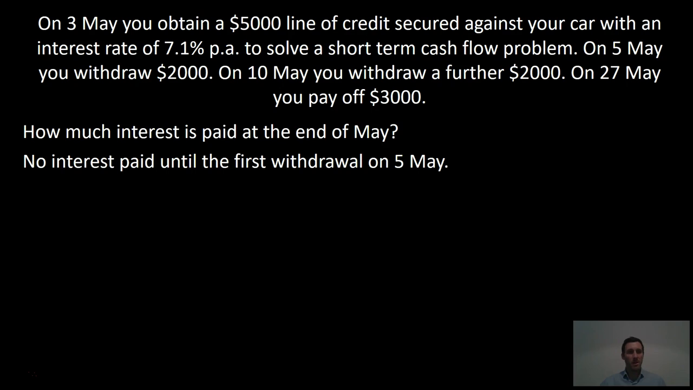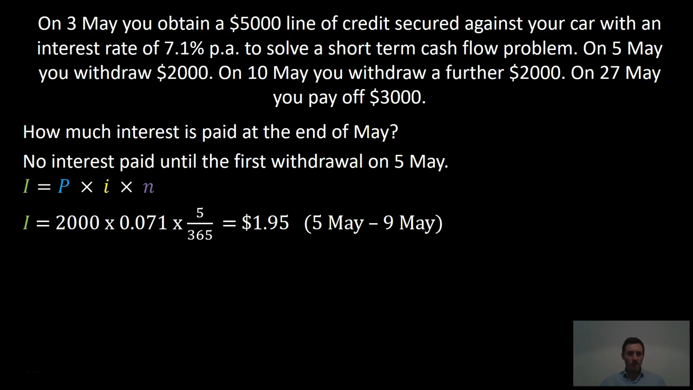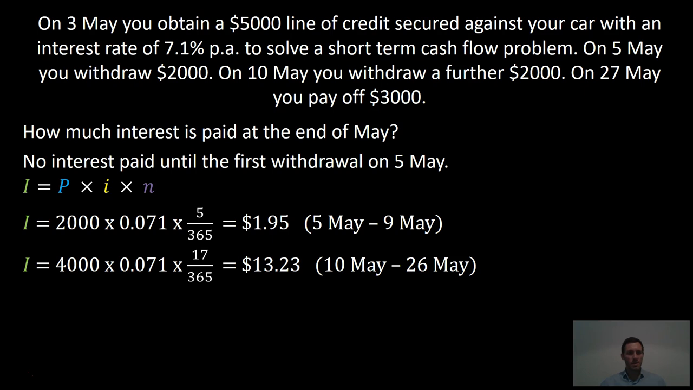Remember, no interest is paid or incurred until the first withdrawal on the 5th of May. We use a simple interest formula. For the first period, from the 5th of May to the 9th of May, is 5 days at $2,000 and 0.071, which is our interest rate converted to a decimal. And we get $1.95 interest. The next period is the 10th of May to the 26th of May. We've taken out an additional $2,000. And the interest on this period is $13.23.